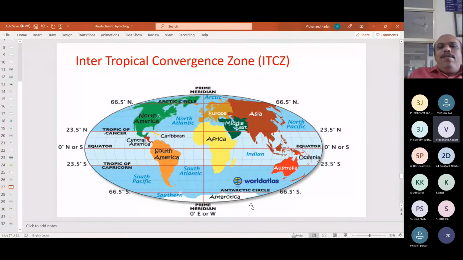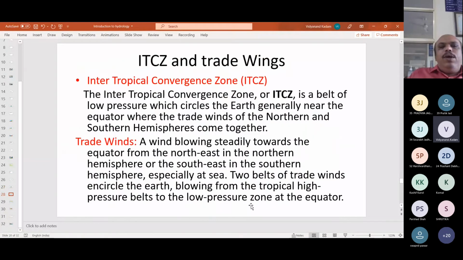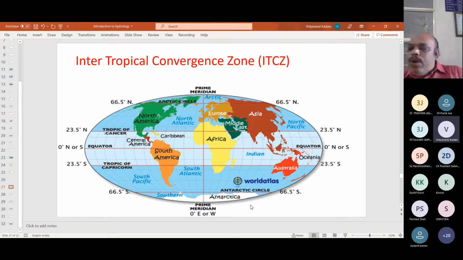Okay, so this is ITCZ. Now what is trade wind? Trade wind is a wind blowing steadily towards the equator from the northeast direction in the northern hemisphere and southeast direction in southern hemisphere, especially at the sea. So two belts of trade winds encircle the earth, blowing from the tropical high pressure belts to the low pressure zone at the equator.